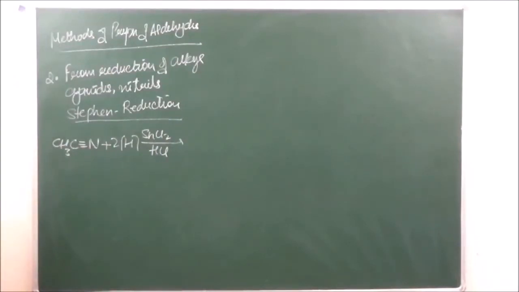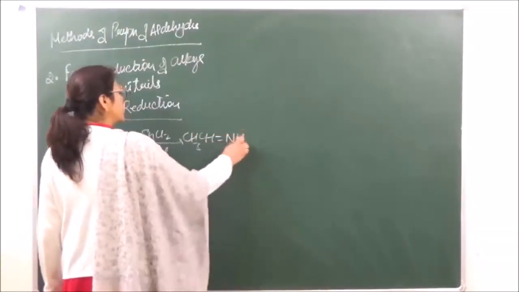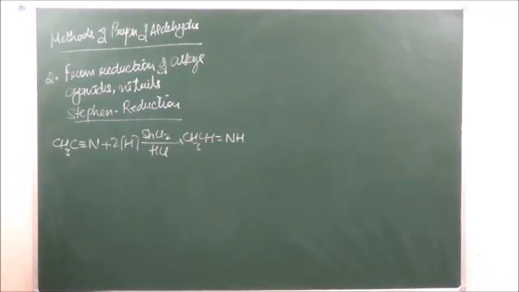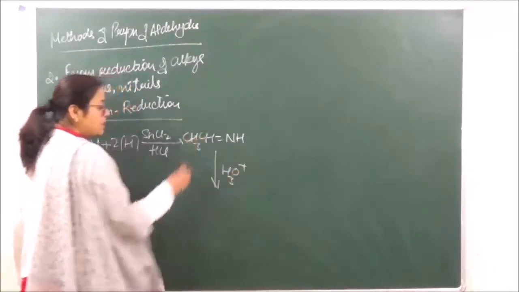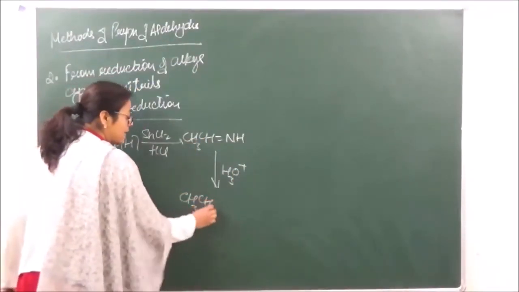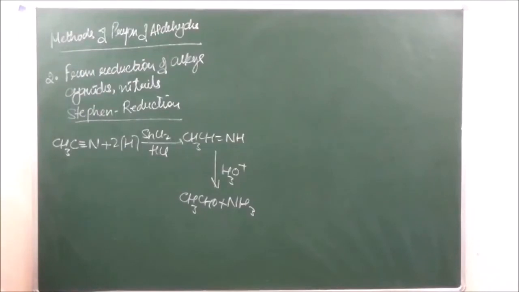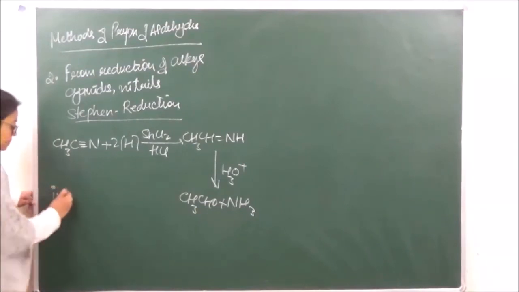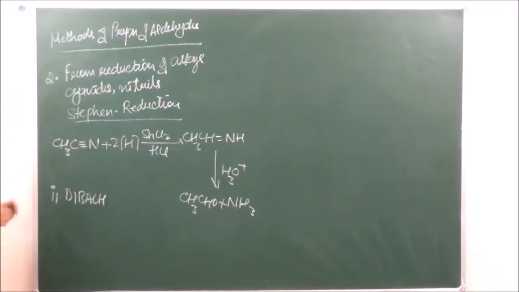Okay. Now this is going to give us an aldimine. Aldimine is CH3CH double bond NH. Then on acid hydrolysis of the aldimine, we are going to get the respective aldehyde plus ammonia. So we will get the respective aldehyde, that is CH3CHO, plus ammonia over here. This is known as Stephen reduction. Other reducing agents which we can use over here can be DIBAL. DIBAL is diisobutyl aluminium hydride.